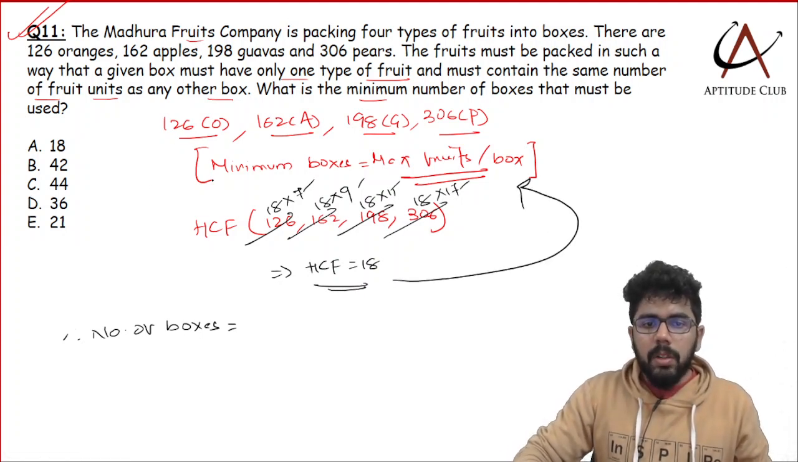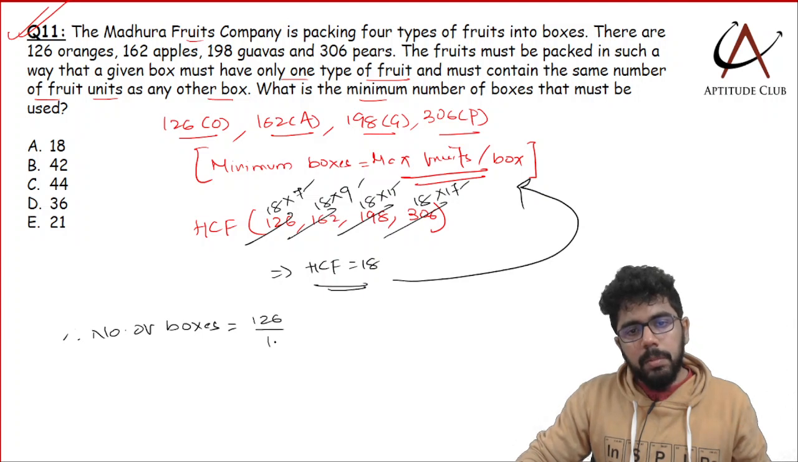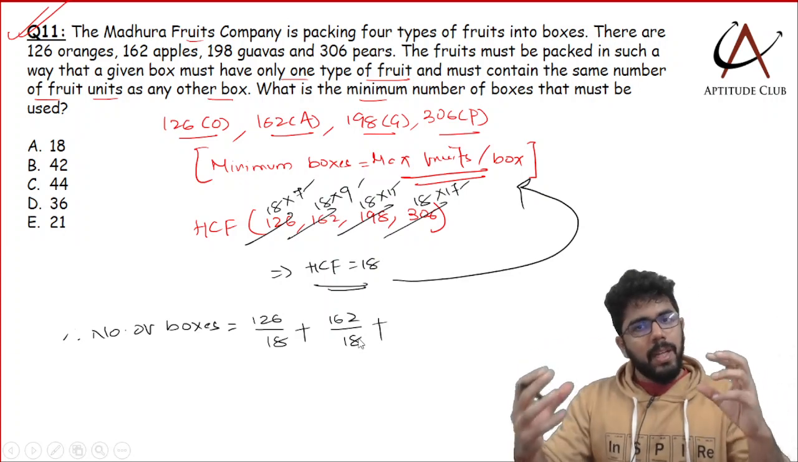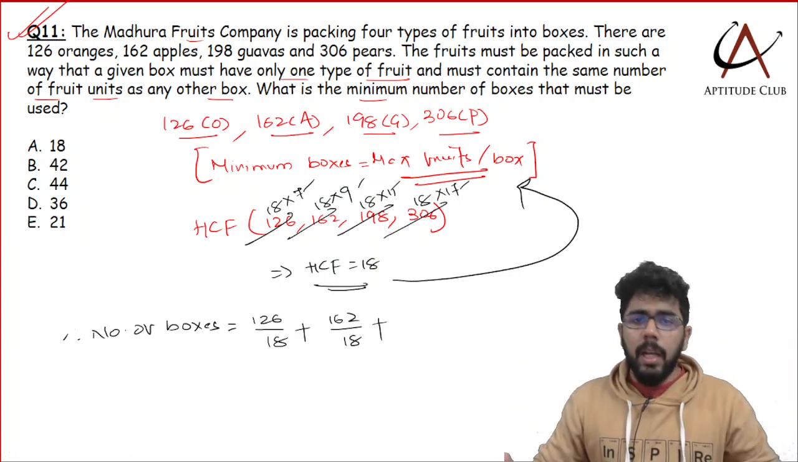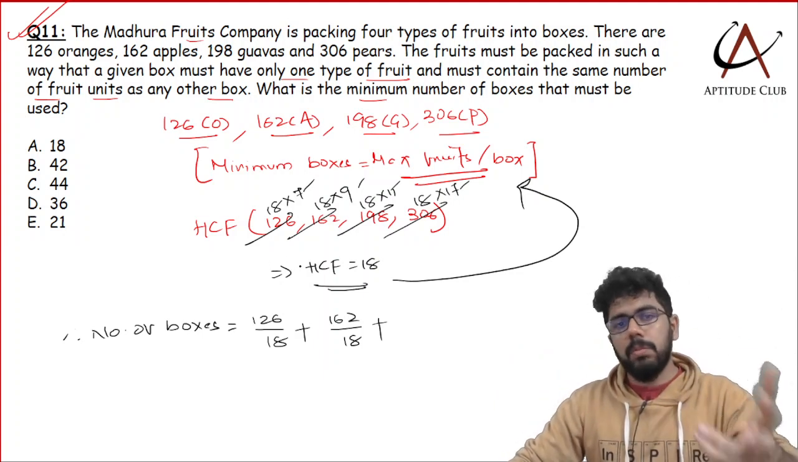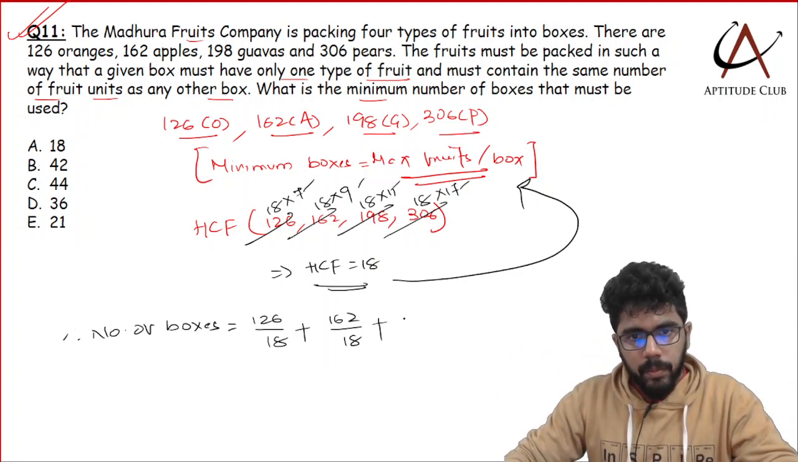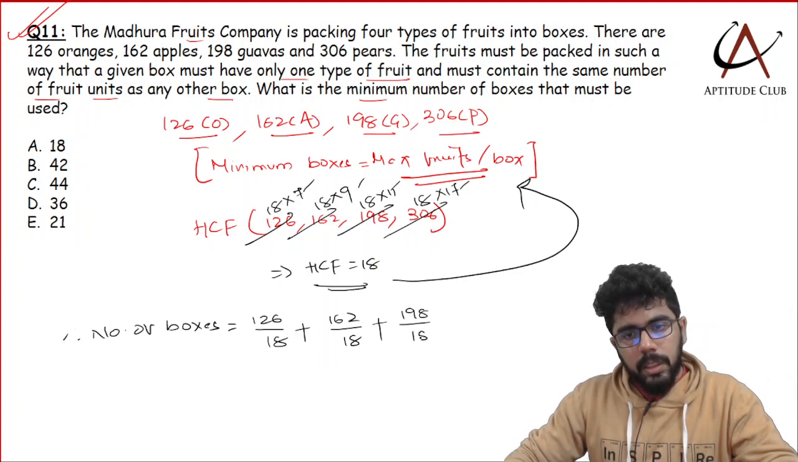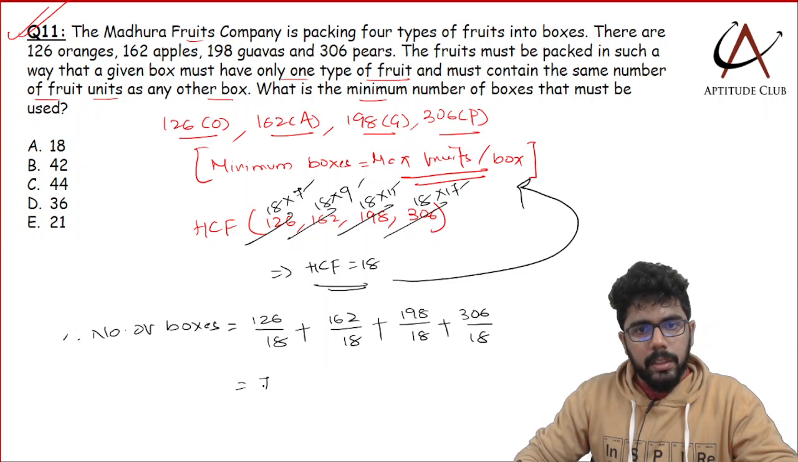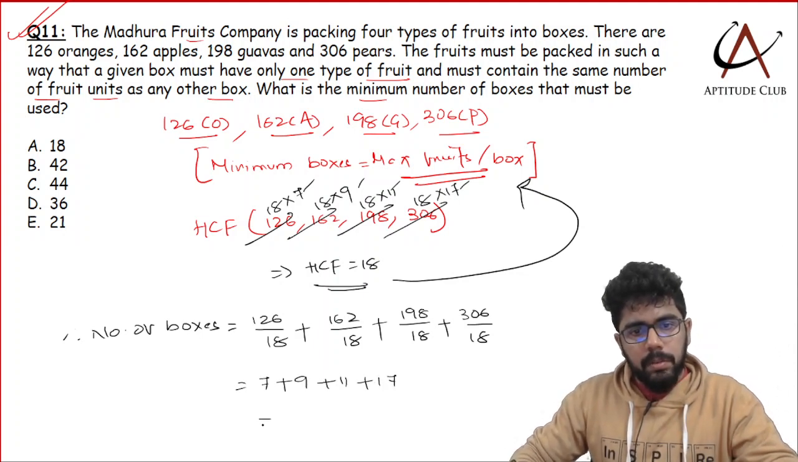So 126 oranges के लिए कितने boxes चाहिए? 126 by 18. Similarly 162 apples के लिए 162 by 18. So what will happen is every box will have 18 fruits and just the number of boxes changes. And 18 के ऊपर तुम जा नहीं सकते. Number of fruits in a box cannot be more than 18. 198 by 18 and 306 by 18. Then just simply add 7 plus 9 is 16, plus 11 is 27, plus 17 is 44.